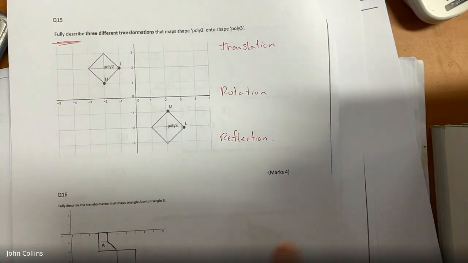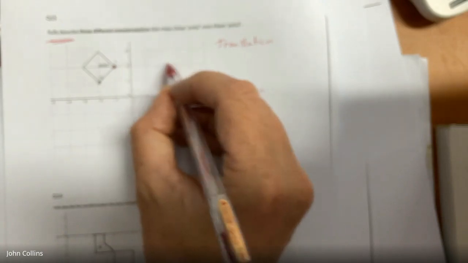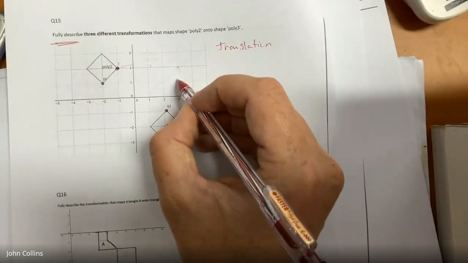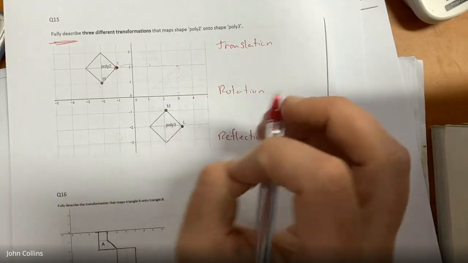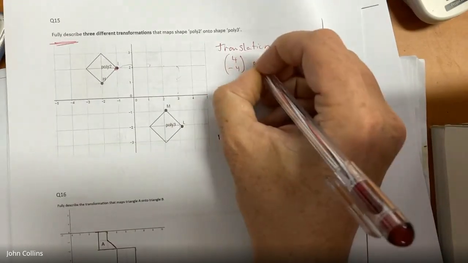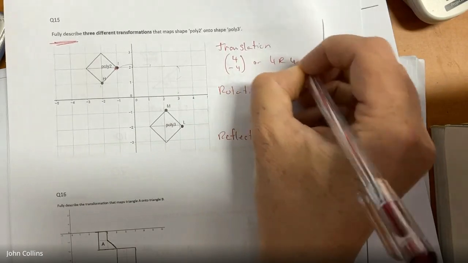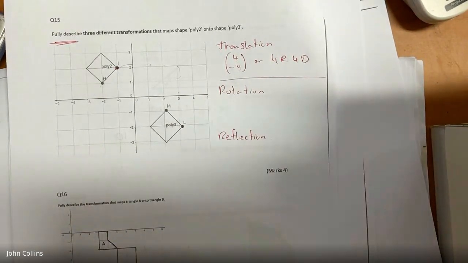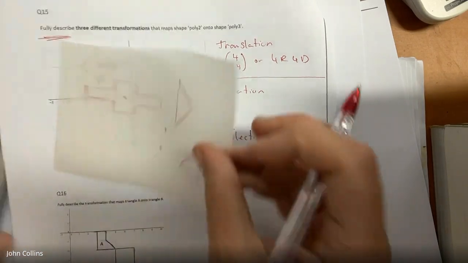So translation, I need to use up, down, left, or right. So I'll just pick a point, and I imagine it's moved 1, 2, 3, 4 to the right, and 1, 2, 3, 4 down. So 4 right, 4 down is (4, -4). Okay. That's translation.